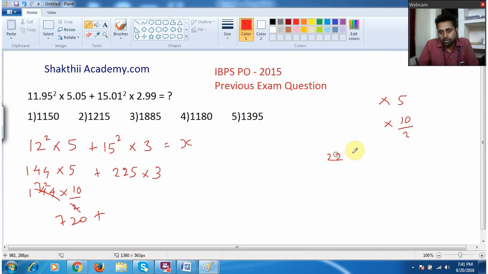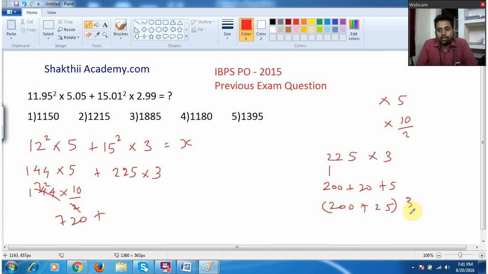See, I'm taking here 225 into 3. What you can do is consider this as 200 plus 25. This I need to multiply with 3. So 200 into 3, what do you get? 600. 25 into 3, what do you get? 75. So ultimately 600 plus 75, so 675. So I can write here 675 as the calculation for this portion.